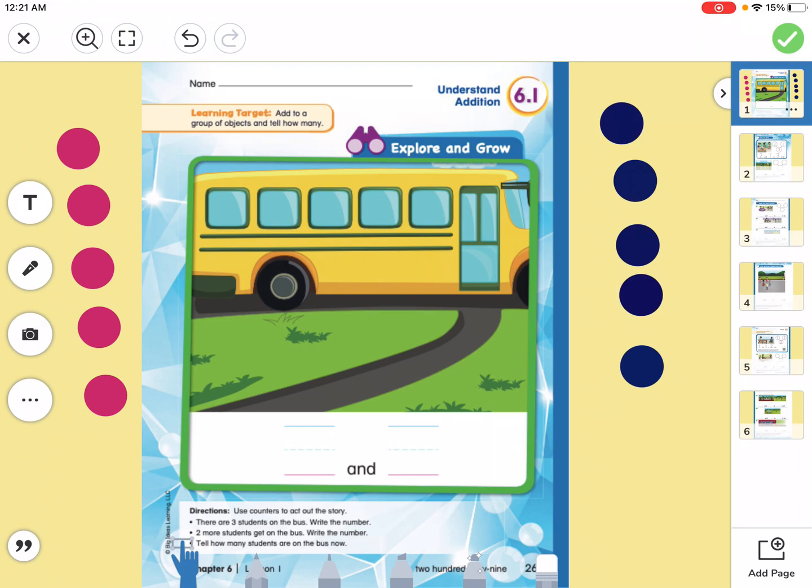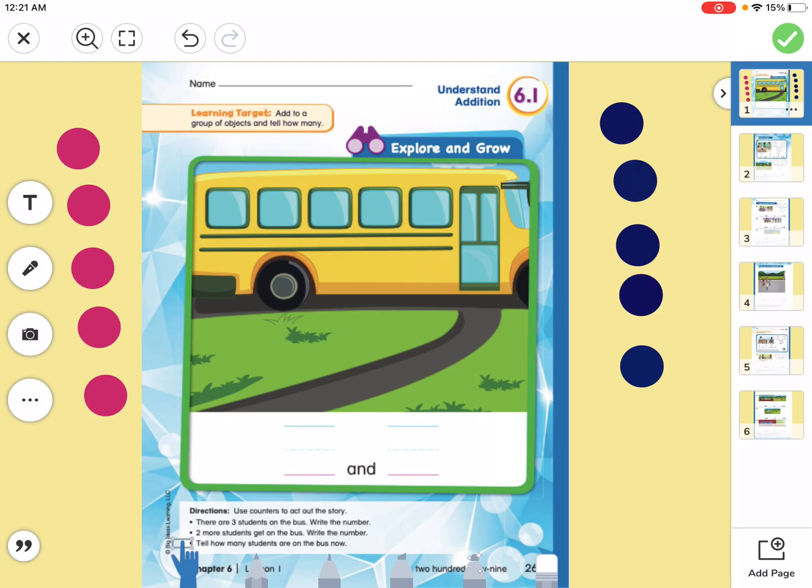Okay, so down at the bottom, first of all, we see a bus. And our learning target is to add to a group of objects and tell how many. So we're beginning addition. We are going to try to understand how to add groups of objects to tell how many.